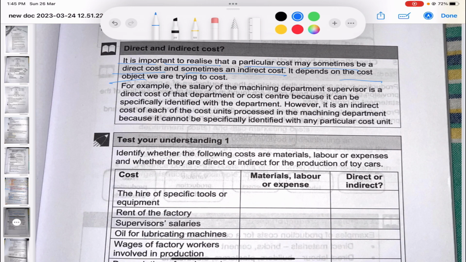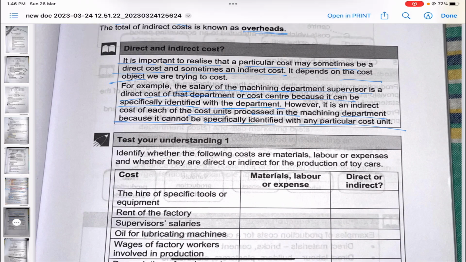For example, the salary of the machining department supervisor is a direct cost of that department or cost center because it can be specifically identified with the department. However, it is an indirect cost of each of the cost units processed in the machining department because it cannot be specifically identified. So it is a matter of perspective, depending on what the cost object is. Based on that, you can decide whether a particular cost is a direct cost or an indirect cost.